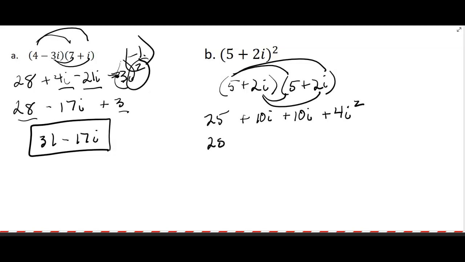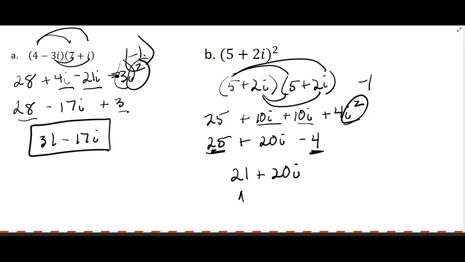So you've got the 25. You can combine the 10i and the 10i to make 20i. But then i squared is negative 1, so that becomes a minus 4. Now, combining the 25 and the minus 4, that's 21 plus 20i. You should have the real part and then the imaginary part. Okay, that's the answer there.